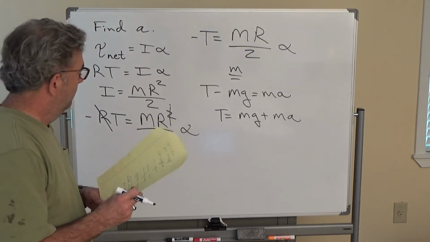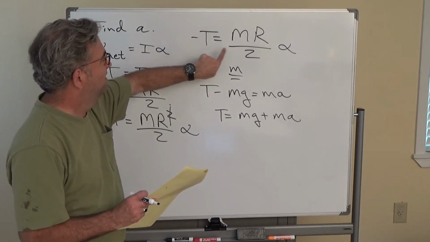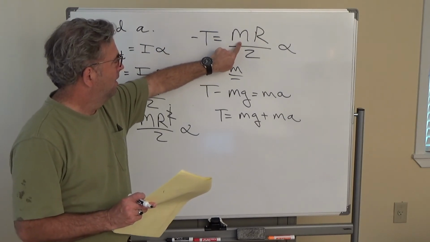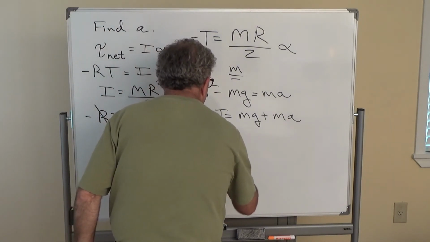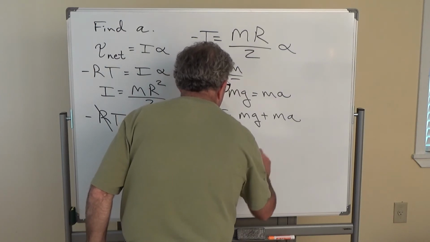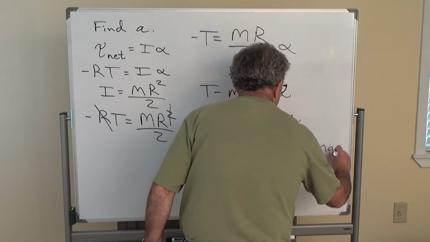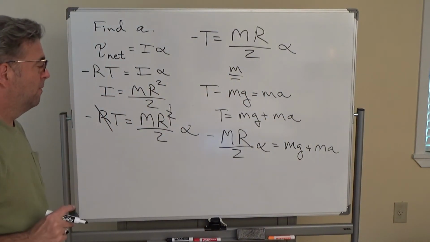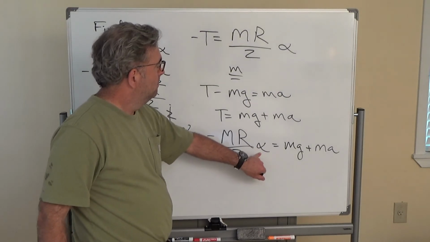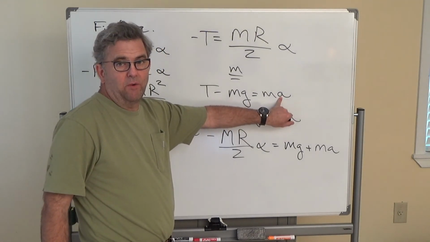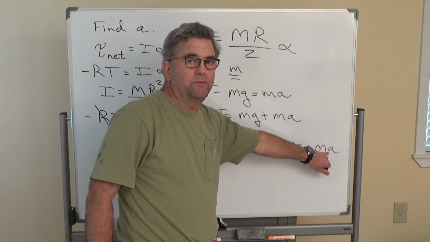All right? Now I have an expression for the tension here. That's big M. I'm going to plug that in here, and I get negative MR over 2 alpha is equal to mg plus ma. Here's the trick. If I can relate alpha to this tangential acceleration, then I can solve for the acceleration.